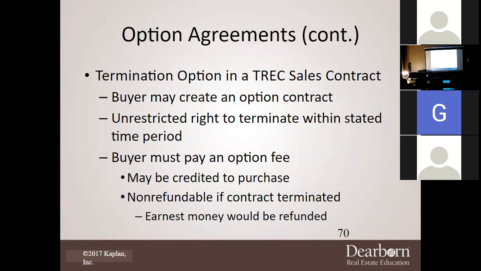Now, the termination option in a TREC sales contract states that a buyer may create an option contract. There is an unrestricted right to terminate within that stated period of time, and the buyer has to pay an option fee. It may be credited to purchase, and it's non-refundable if the contract is terminated. The client decides after they do inspections, this ain't for me, I'm out of here. They lose their option money, not their earnest money. So they lose their option money, but they do get their earnest money back.